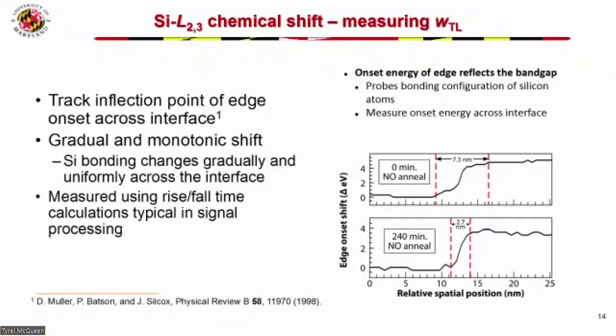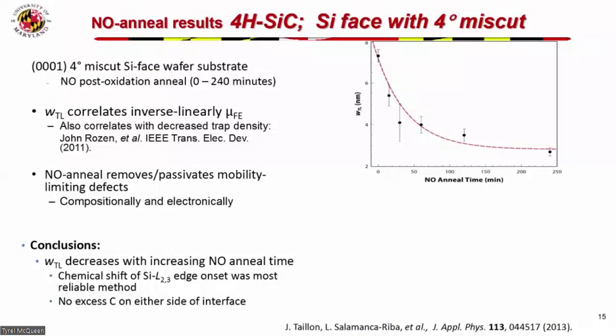So it's 7.3 nanometers for the sample that was not annealed, and for the sample that was annealed for 240 minutes, it becomes thinner, right? So it more quickly changes from pure silicon carbide to pure silicon dioxide. That's the result of annealing under nitric oxide. This shows how the transition layer width decreases with annealing time. For the non-annealed sample, it's about 7.5, and for the sample annealed for 240 minutes it's 2.5 nanometers.